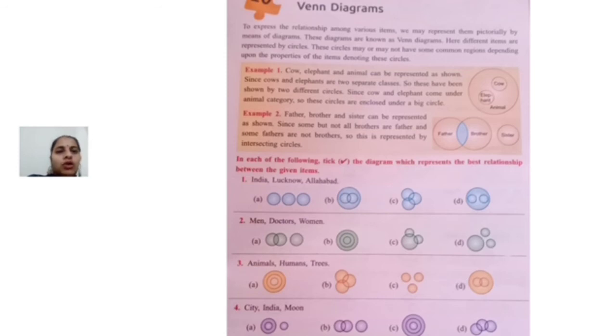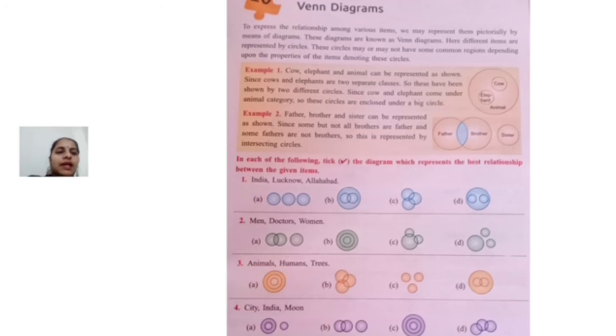D also will be wrong, because animals don't come under humans and trees, or humans don't come under animals and trees. All are having different characteristics. So that is why C is our correct answer. Human is totally different, animals are totally different, and trees are totally different. So C is our correct answer.